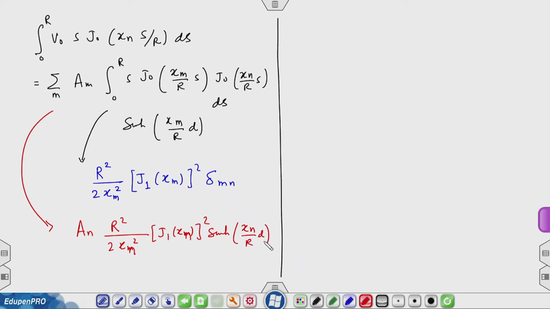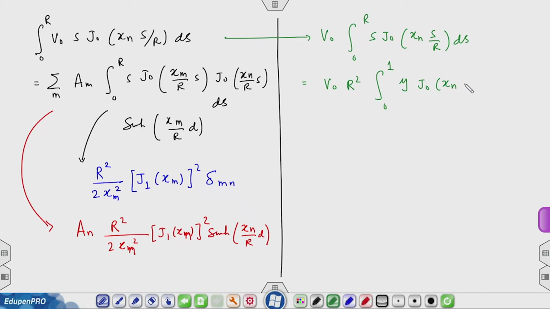We obtained the right hand side. The left hand side integral is also quite easy. On the left hand side, V 0 comes out, and I have integral 0 to r s J0 x n s over r d s. So, to make life easy, let me write this as V naught r square integral 0 to 1 y J0 x n y dy, where y is s over r.